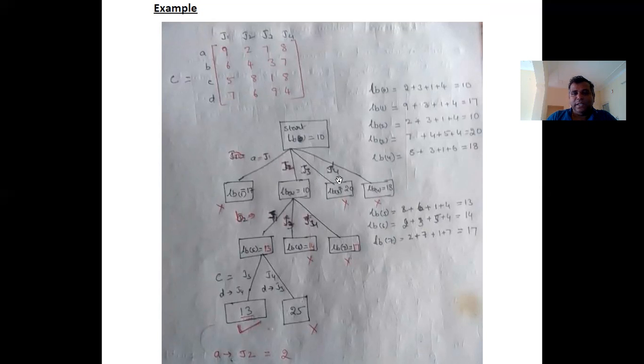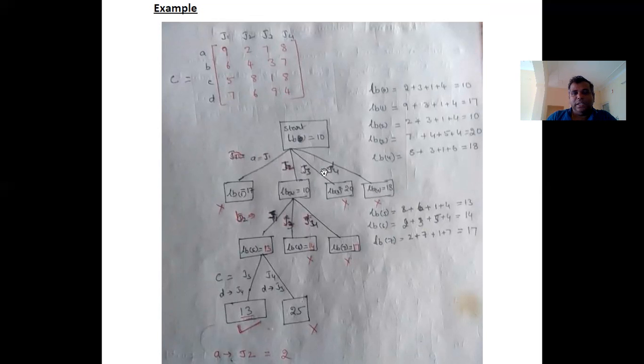If person A is assigned to job 3, what is the cost? 7. Then find the minimum value of the remaining rows. So delete the first row and third column, and find the minimum value of the remaining rows. The second row is 4, third row is 5, and fourth row is 4. So the cost is 20. The lower bound value of node 3 is 20.